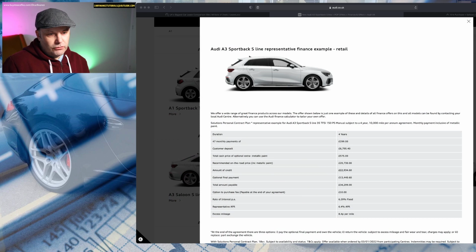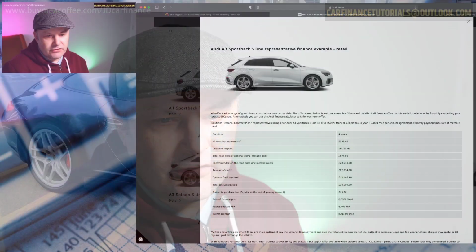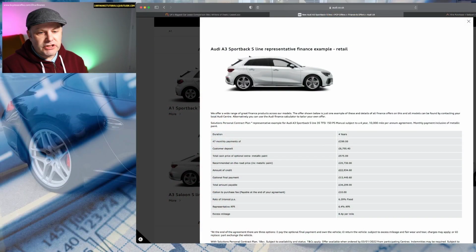Okay, so what is this actually telling us in terms of a PCP? This is basically saying it's a 4-year agreement. When you take out any finance agreement on a car, whether it's a lease, an HP, a balloon, a personal loan, whatever, you obviously agree the term. So in this case, they are saying this is a 4-year agreement with a 10,000 mile per annum allowance. We'll talk about what mileage means in relation to a PCP and also a lease.